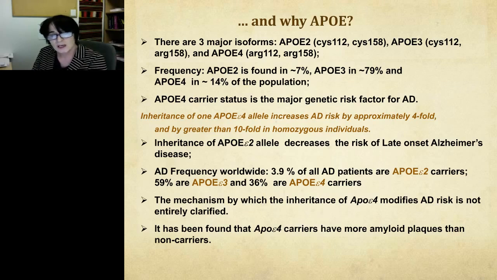APOE3 is the major allele. It is expressed in more than 80% of the population. E4 is expressed in approximately 40% of the population, and E2 is really rare. So as I said, the inheritance of APOE4 increases the risk of Alzheimer's disease. In contrast, the inheritance of APOE2 decreases the risk of Alzheimer's disease.